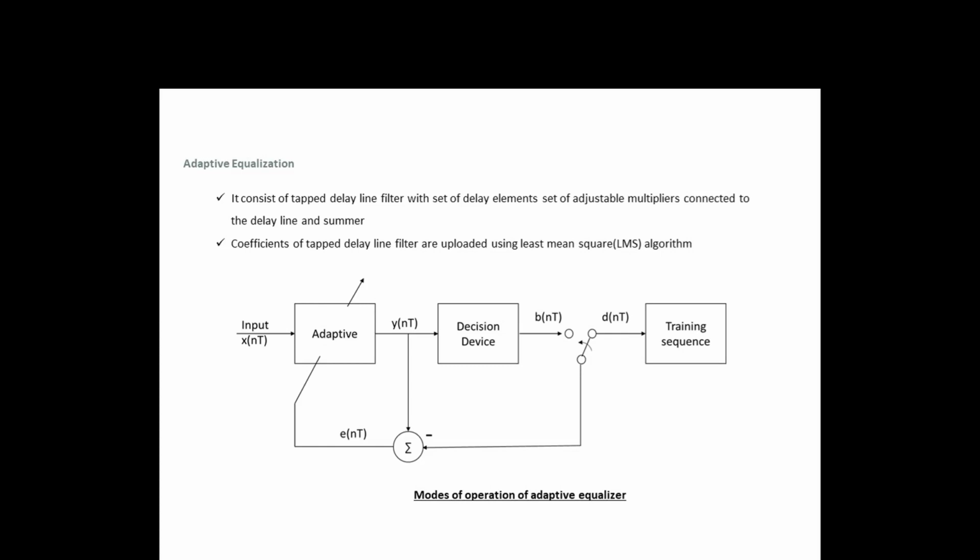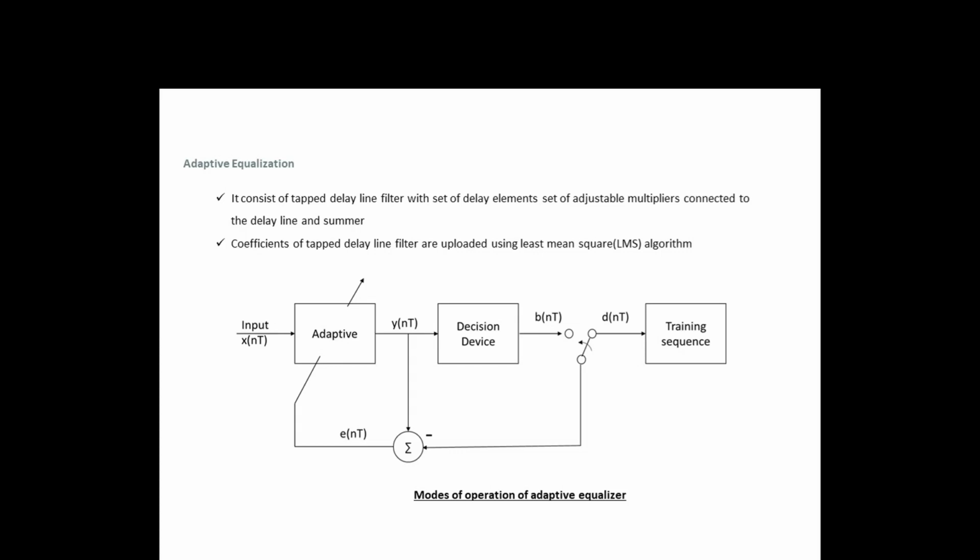Adaptive equalization consists of a tapped delay line filter with a set of delay elements, and a set of adjustable multipliers connected to the delay line and a summer. Coefficients of the tapped delay line filter are updated using the least mean square algorithm, the LMS algorithm.